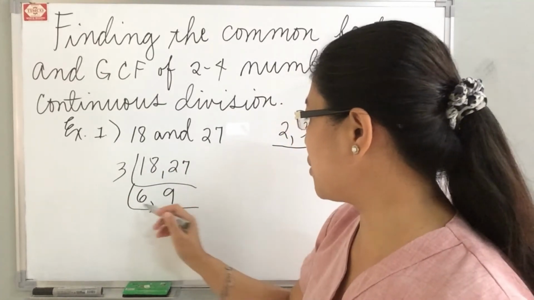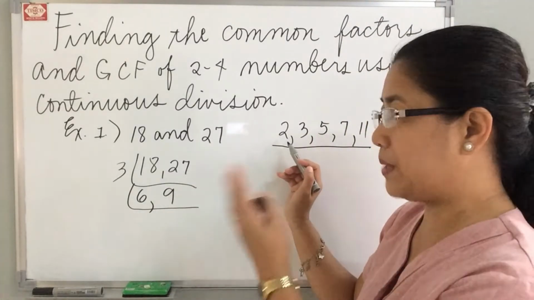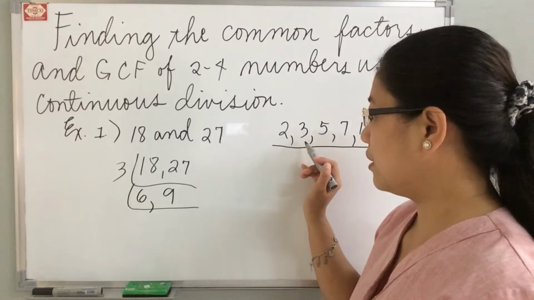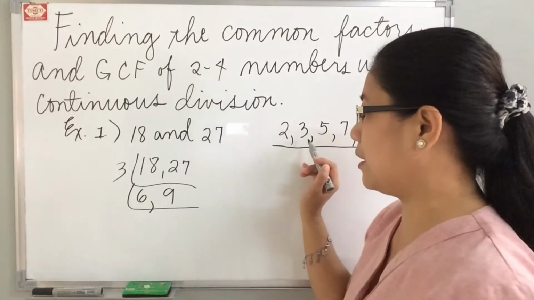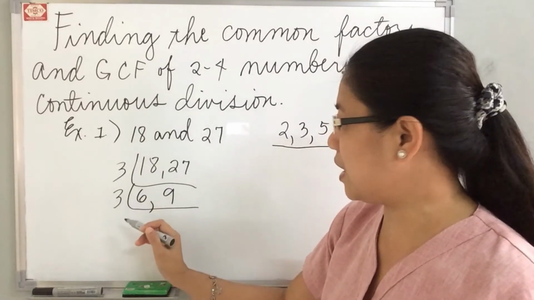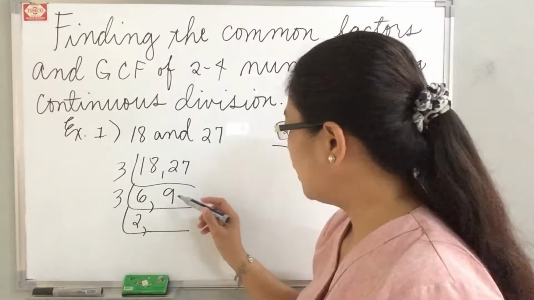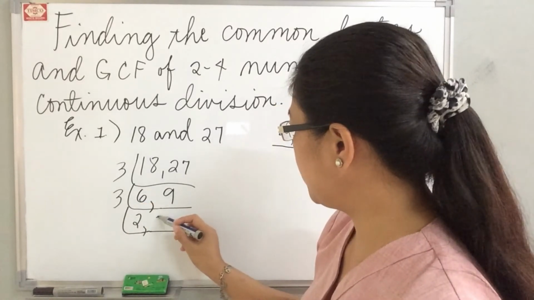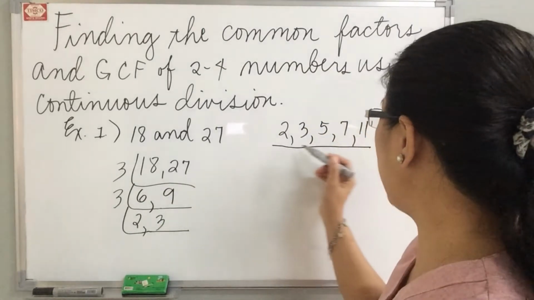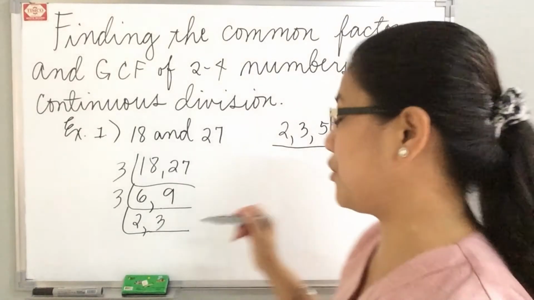Look at the 2 quotients here. Can we divide them both by number 2? So we're going back to number 2. No. So let's go to number 3. Can we divide 6 and 9 by 3? Yes. So write 3 again. And 6 divided by 3 is 2. So write the quotient below. 9 divided by 3 is equal to 3. Now, look at the 2 quotients. Is there a common divisor among these prime numbers? No more, so we have to stop there.